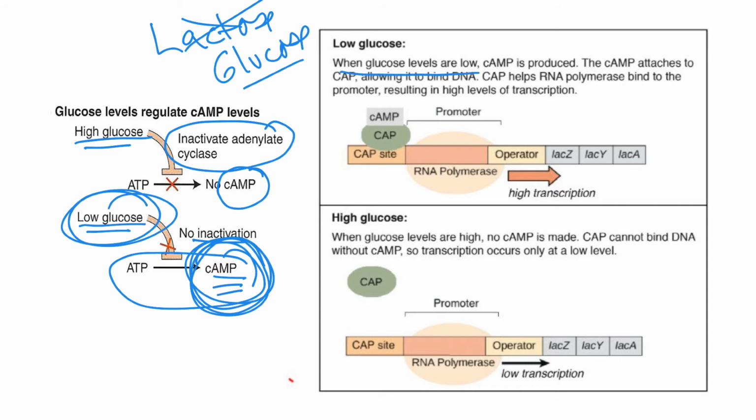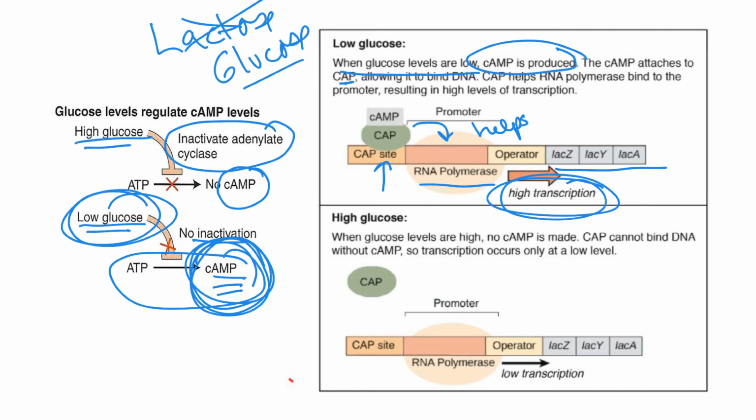When glucose levels are low, we have a lot of cyclic AMP that's produced. And cyclic AMP bonds to this CAP protein that sits just upstream from the RNA polymerase site. And when the cyclic AMP bonds to the CAP, it actually helps the RNA polymerase bond really well at the promoter site, and you have high transcription of these enzymes that are going to end up breaking down lactose, which is good because that means that you're probably going to have to use lactose as your sugar, as your fuel.